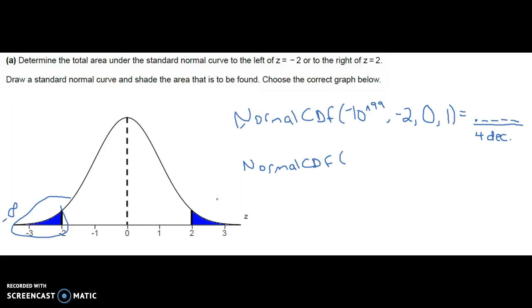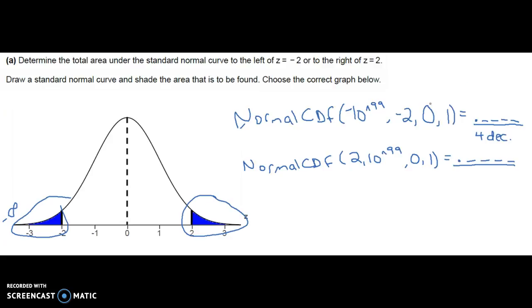And then on the upper tail, from 2 to positive infinity. Again, centered at 0 with a standard deviation of 1. You're going to get another decimal. So again, round to 4 decimal places, and you'll add those two answers together. If you need more details on how to use normal CDF, you can refer to the Chapter 7 videos.